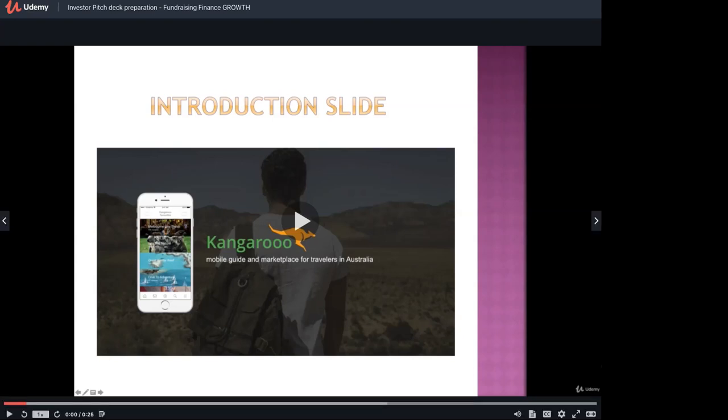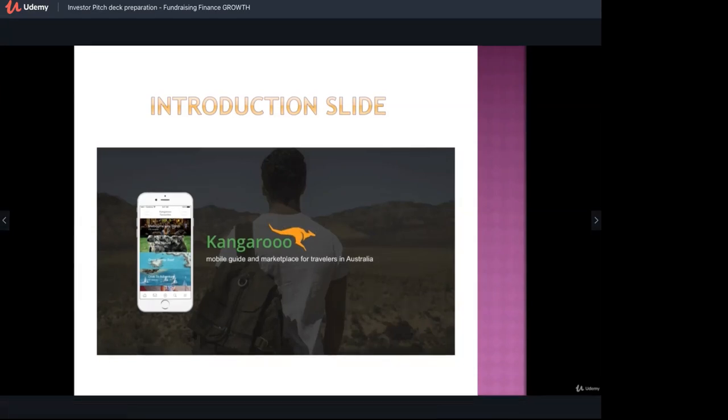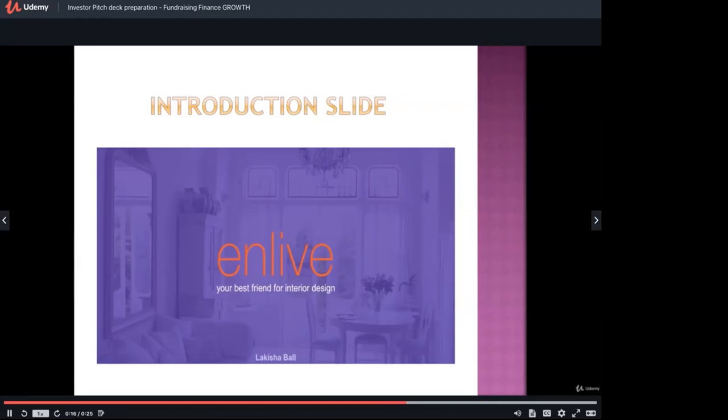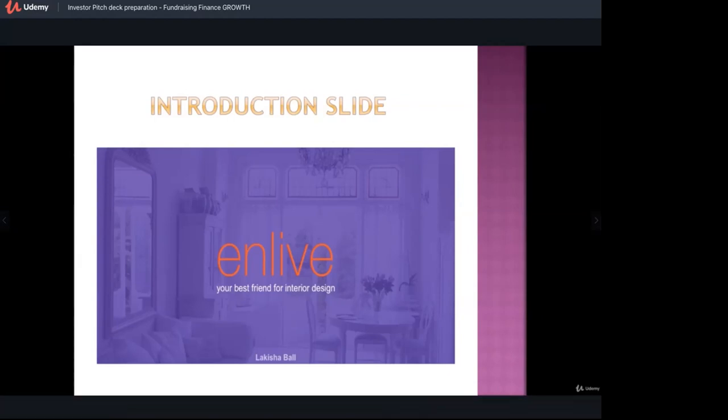Right, let's look at a couple of examples of introduction slides from Kangaroo, the travel app, and Enlive, the interior design app.